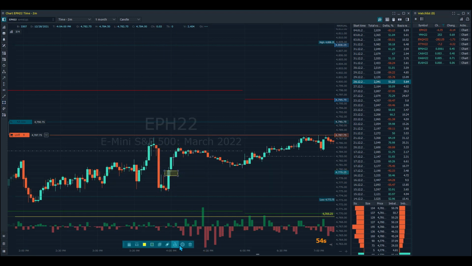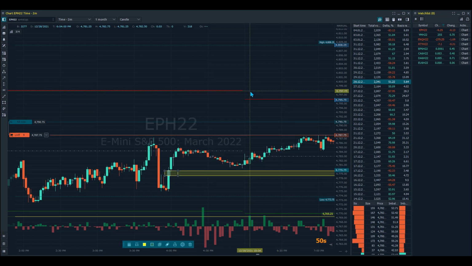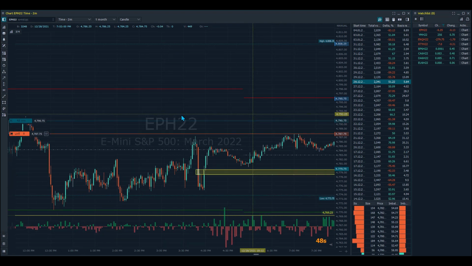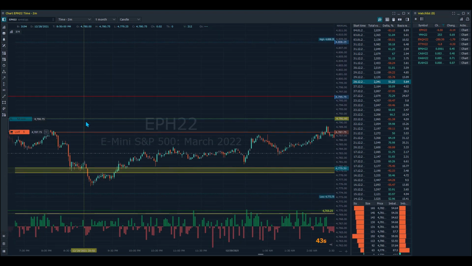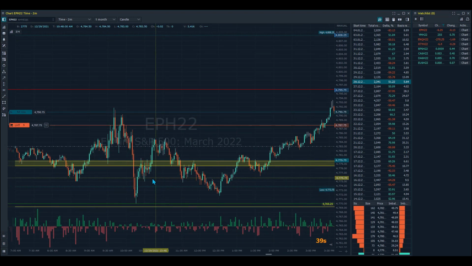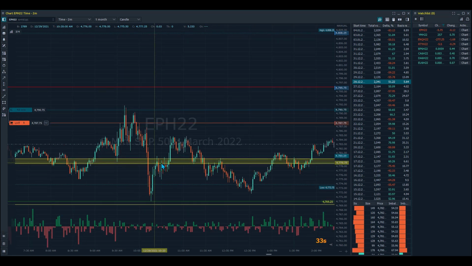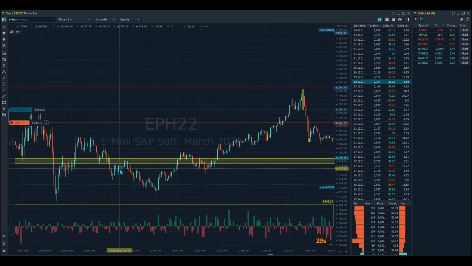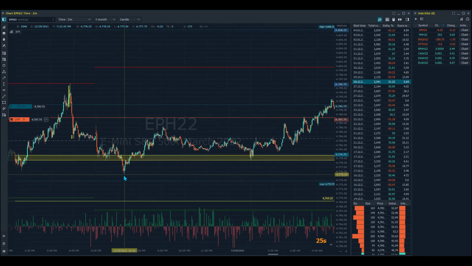I'm going to extend it to the right, and I'm going to see what the market did. Didn't really honor it. Doesn't look like it honored it too well. Here it did back here. One time. Two. It's kind of hard to trade this because it's crossing back and forth, so you really don't know what to trust. Not really honoring it real strong.